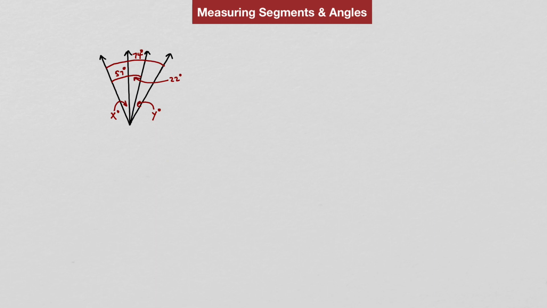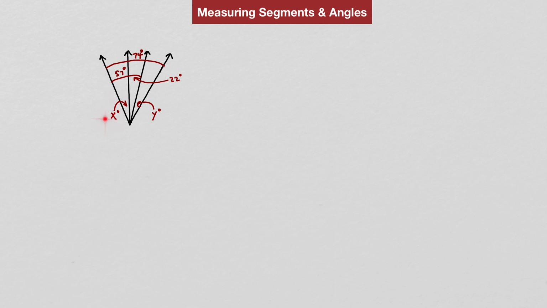Okay, so we're given this diagram, and we need to solve for angle X, which is right here, and angle Y. We're also given that this entire angle is 74, and from this ray to this ray, this angle right here, is 57. And lastly, we're told that this angle right in here is 22 degrees. So how do we solve this?